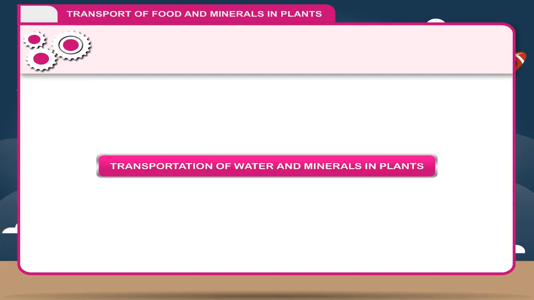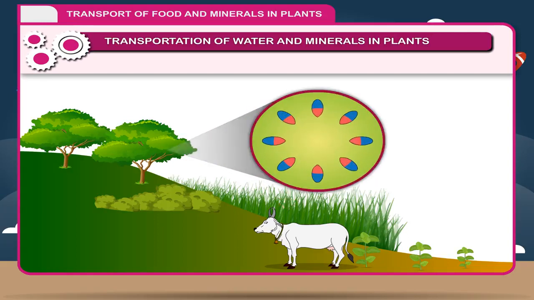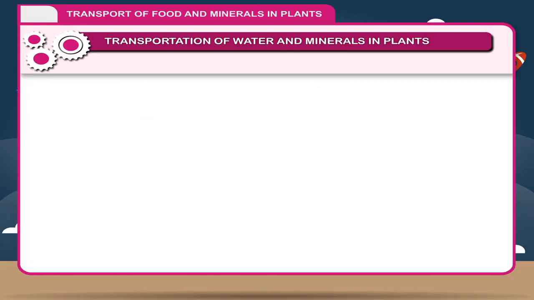Transportation of water and minerals in plants. Like animals, plants also have a mechanism of transportation of mineral solution. This takes place through a system called vascular system. In plants, vascular system consists of two types of conducting tissues.